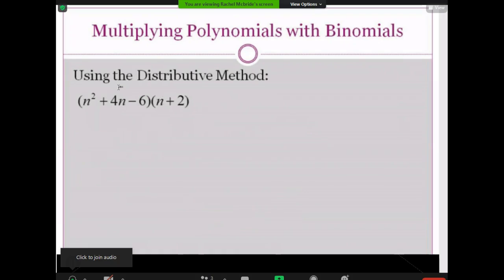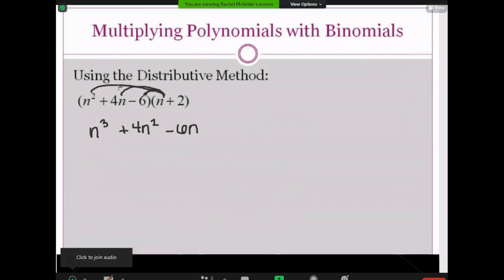And we're going to take the n, and we're going to take it to the first term, the middle term, and the last term. So n times n squared is n cubed. N times 4n is 4n squared. And n times negative 6 is negative 6n. So we first, middle, last with the first term.